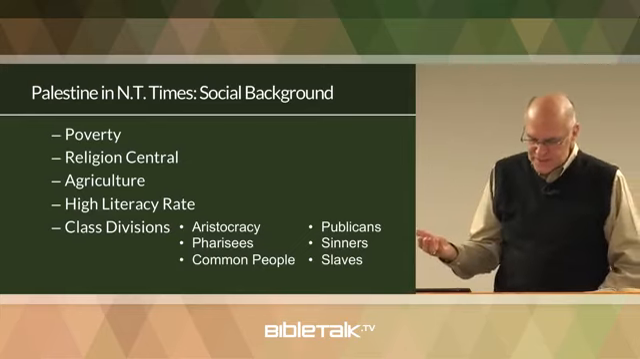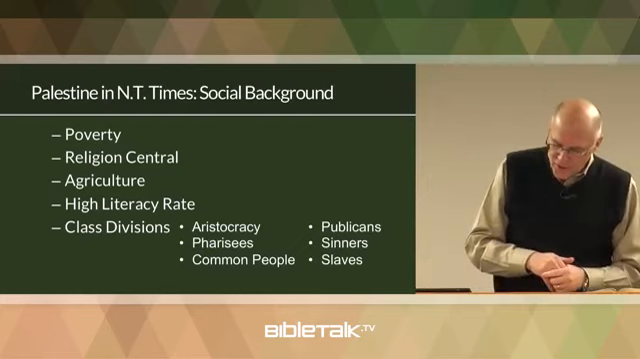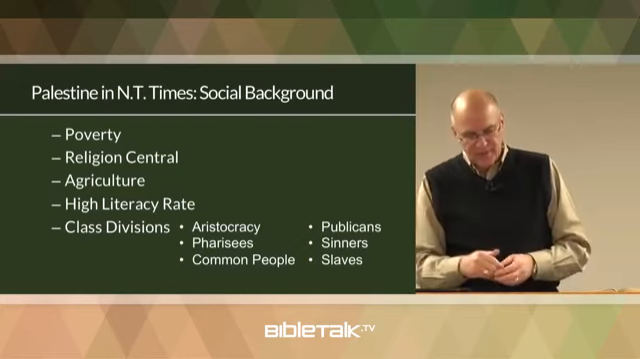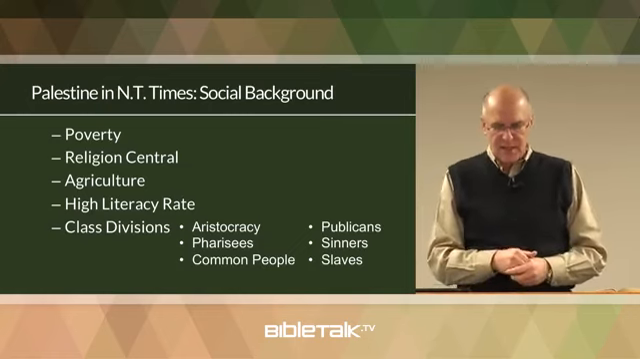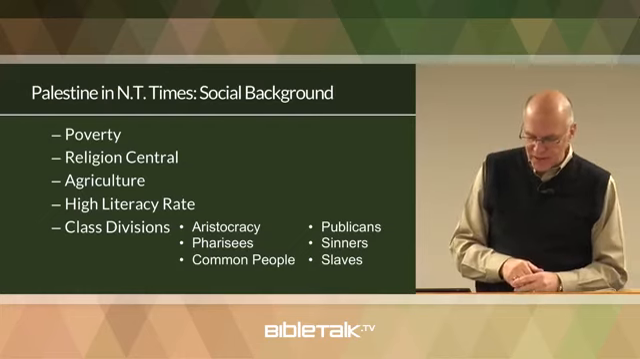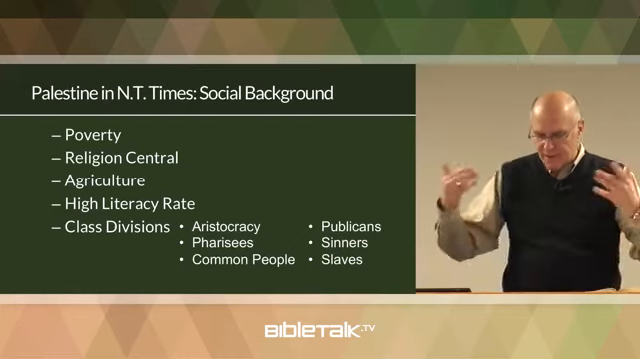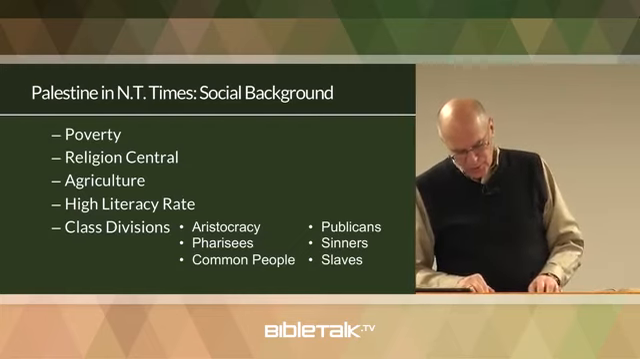Then there were the Pharisees. They were the teachers, they were rabbis. They, on the other hand, believed in the prophets and believed in a resurrection from the dead. The common people came next, the publicans and those who were sympathetic to Rome, sinners, and then slaves at the very bottom. This is why crucifixion was so humiliating.